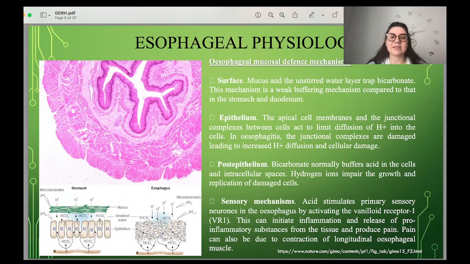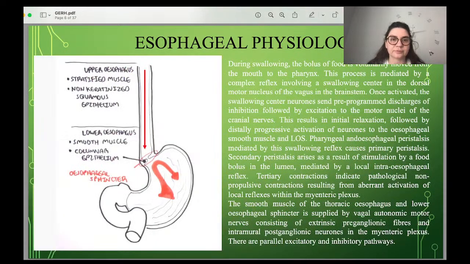One more mechanism is the sensory mechanisms. Acid stimulates primary sensory neurons in the esophagus by activating the vanilloid receptor 1. This can initiate inflammation and release pro-inflammatory substances from the tissue and produce pain. Pain can also be due to contraction of the longitudinal esophageal muscle.